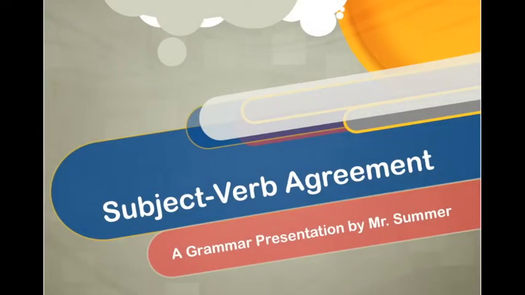And today I'm going to be teaching you a little bit about what subject-verb agreement is and maybe how we can use it. Let's get right into it. Alrighty, so let's go ahead and look into some of this stuff. Again, we are looking at subject-verb agreement.